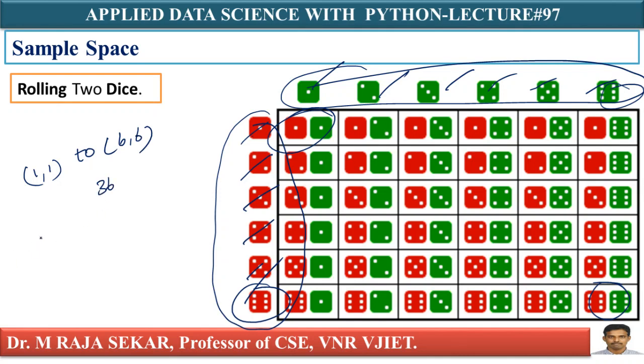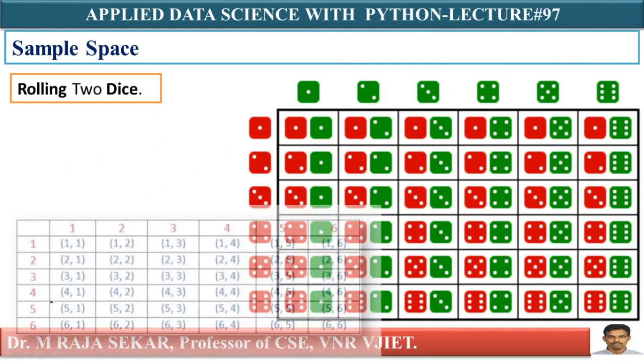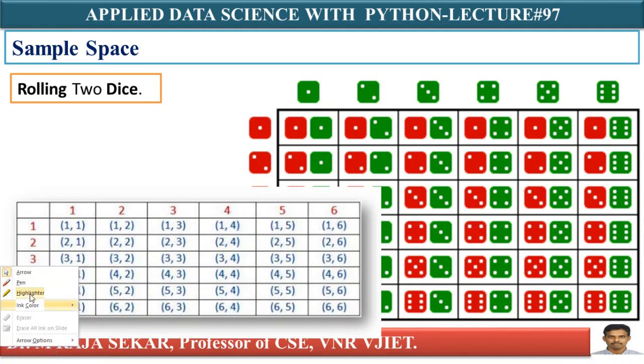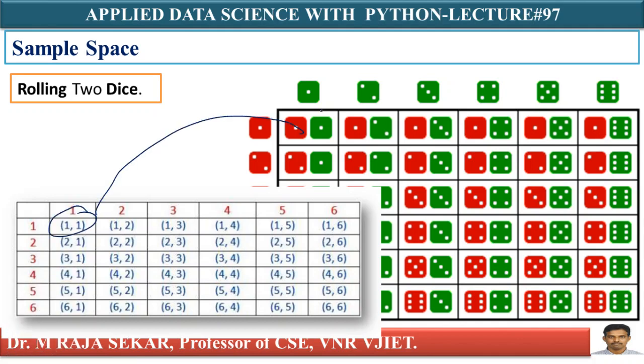If you roll n dice, then you will get 6 power n possible outcomes. In this case, n equals 2 dice. For 1 die there are 6, for 2 dice, 6 squared. That's why I am getting 36 possible outcomes. Just see now, we are representing this numerically. This is 1, 1. This is 6, 6. This entire set S equals 1, 1 to 6, 6. This set is known as the sample space. These are all possible outcomes. It is the sample space of the random experiment of rolling 2 dice.